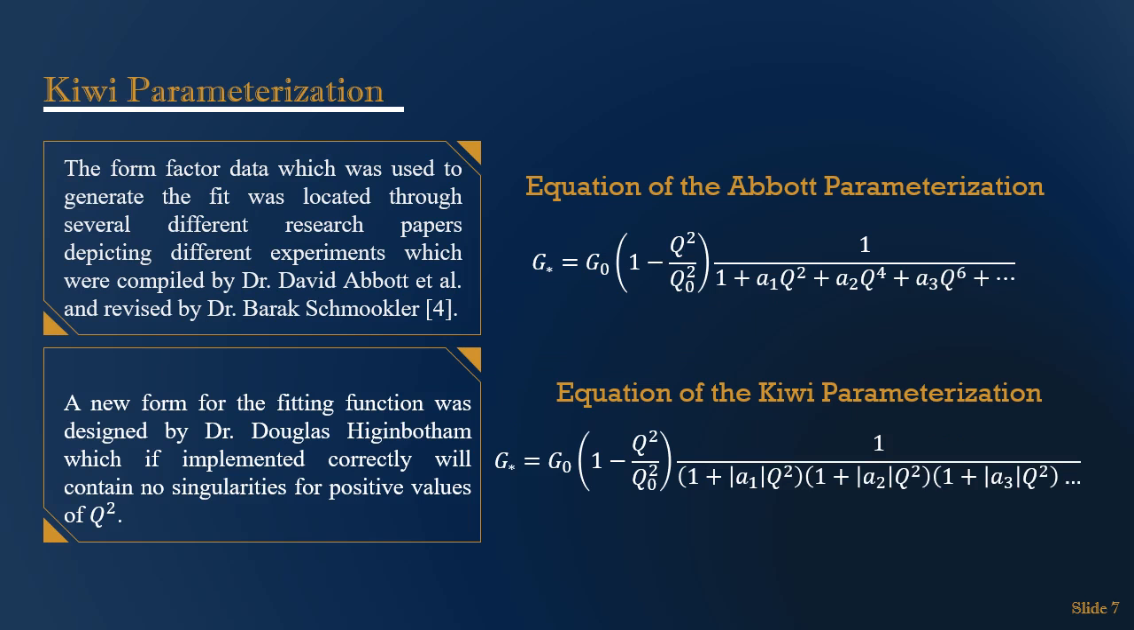In previous deuteron-electron scattering experiments, data was collected and used to calculate the form factors. The data was later fitted using the Abbott parameterization. This parameterization worked for values within the experimental range, but when the range was extended, it had singularities. The Kiwi parameterization, designed by Dr. Douglas Higginbottom, when implemented, rids the data of the singularities.